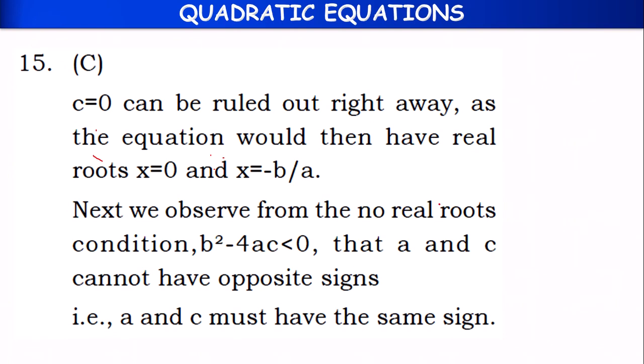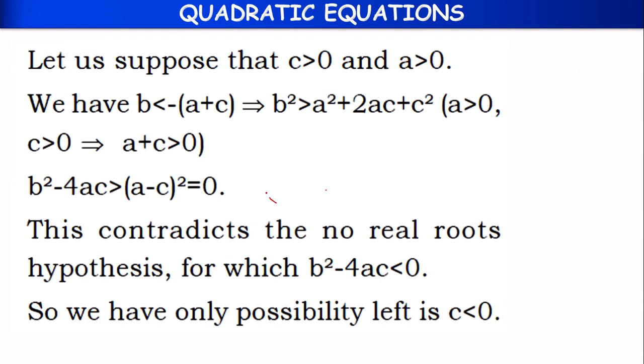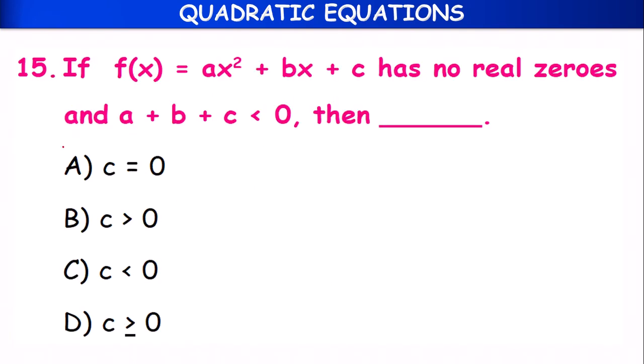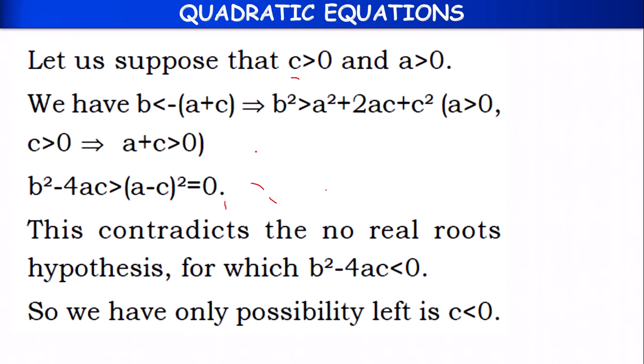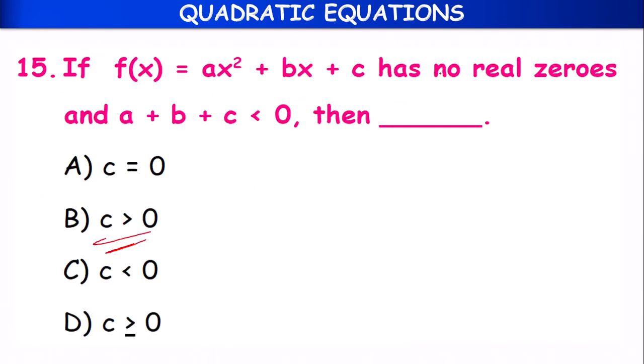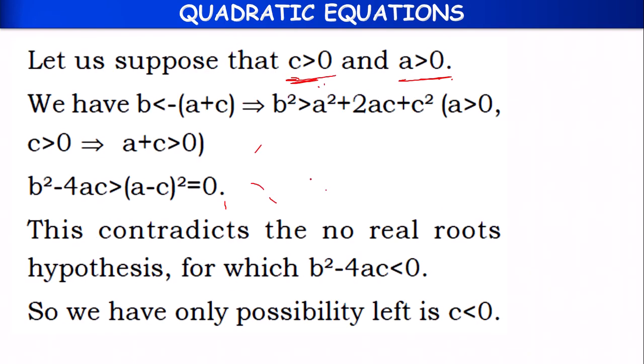So suppose in option B they have given C greater than 0. Let's try with C greater than 0. If C is greater than 0, both of them should have the same sign, so A also should be greater than 0. In the question they have given one more condition, that A plus B plus C less than 0.